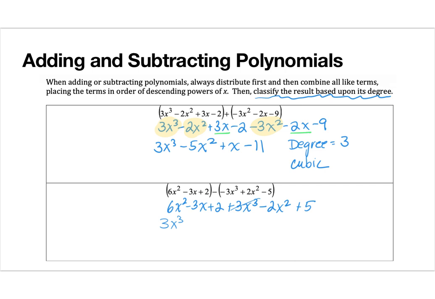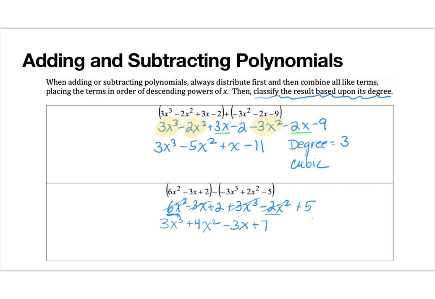And then my next highest power terms are x squared terms. And I have 6x squared minus 2x squared. So that would give me 4x squared. Taking care of those. I only have one term that has just an x to the first. That's that guy. And then I'm going to add my 2 and my 5, 7.